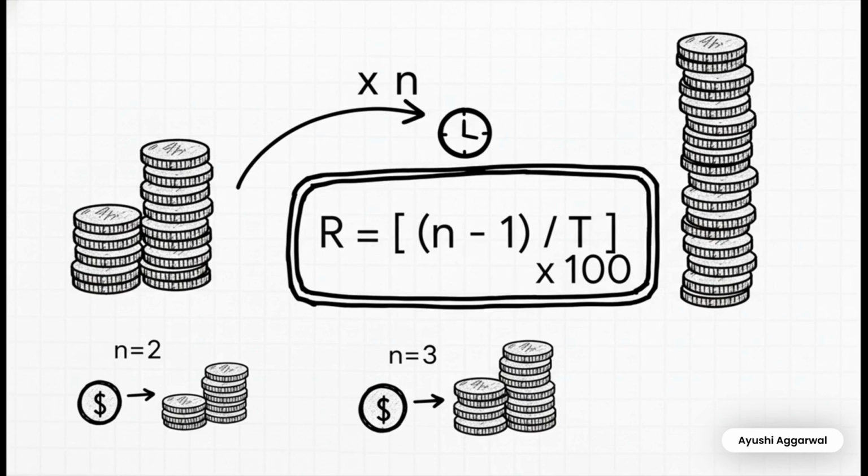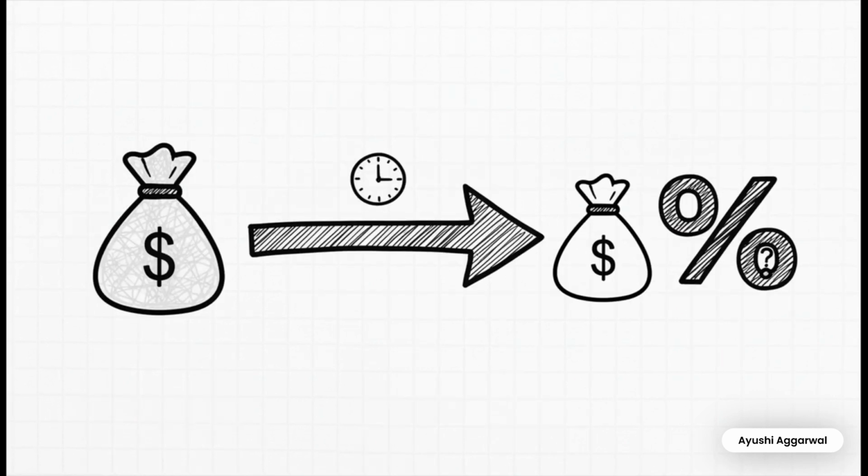And that n is just how many times the money multiplied. So if it doubles, n is 2. If it triples, n is 3. So simple. Let's put it to the test with an example. A sum of 8,000 rupees grows to 12,000 rupees in 4 years. We need to figure out the annual rate of interest.